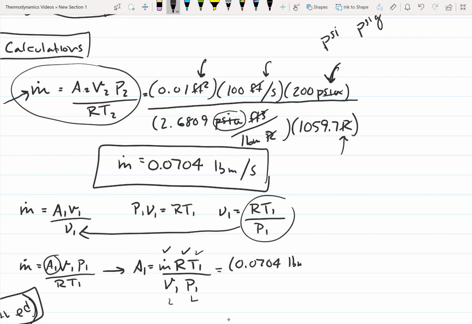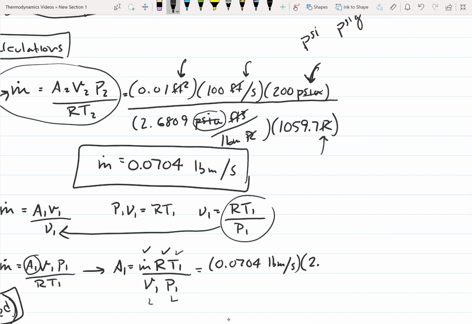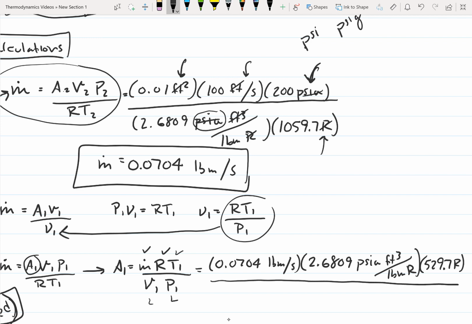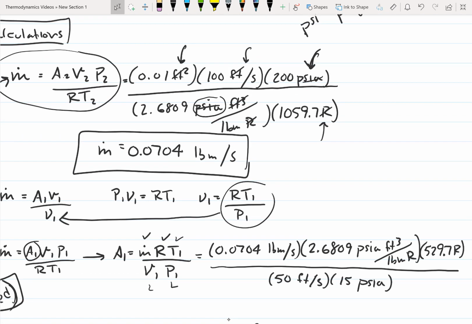So 0.0704 pound mass per second multiplied by the gas constant, which is 2.6809 psi absolute foot cubed per pound mass Rankine, multiplied by 529.7 Rankine, so the temperature. And then this is over 50 feet per second multiplied by 15 psi absolute. And again, make sure that you're using absolute pressure and not gauge pressure.